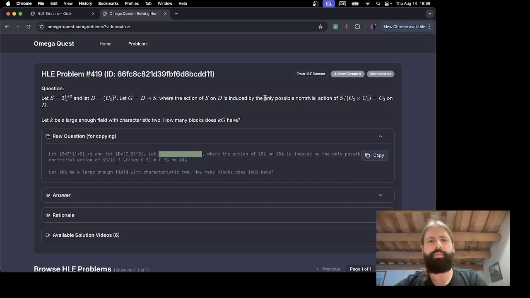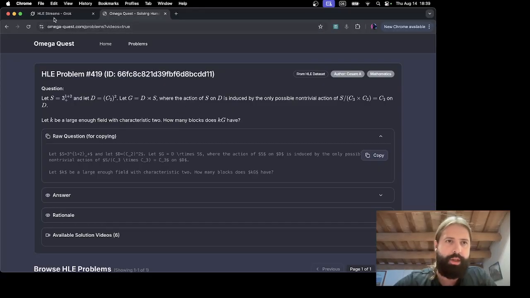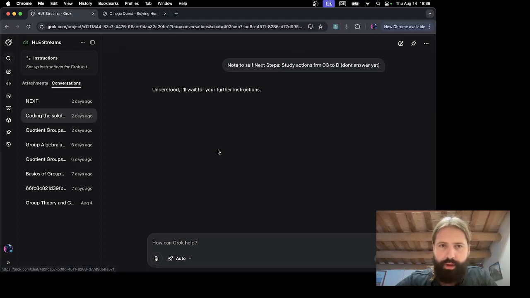So what we want to do now is focus on the action, because essentially what we have to do is this D times S, where the action of it is. So we need to deep dive into action. We know a way to code.